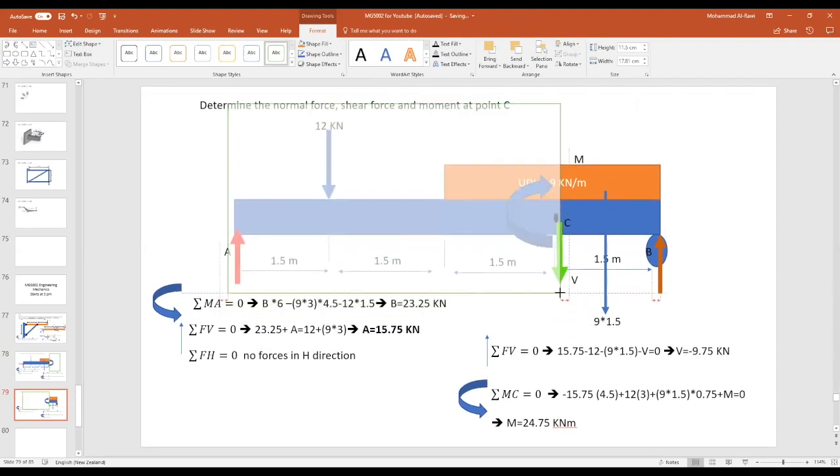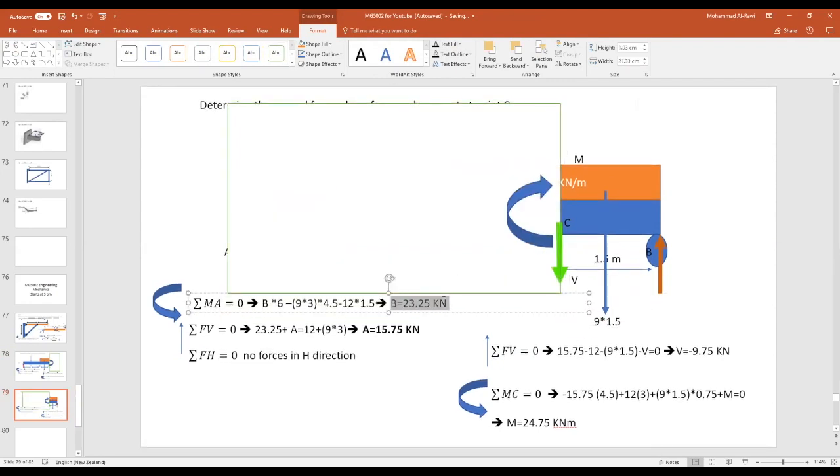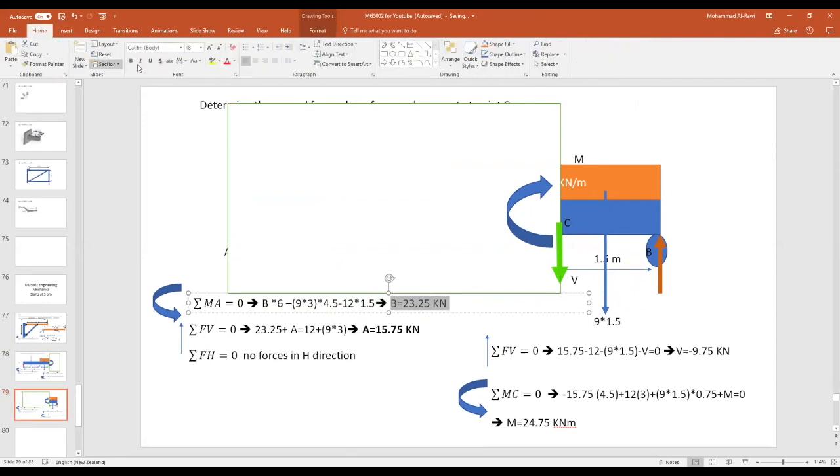I think we found it here. So I need to copy that number. I'll just highlight it, so at least we remember this value. All right, B is equal to 23.25 kilonewtons, and the UDL is 9 kilonewtons, and this is the moment.